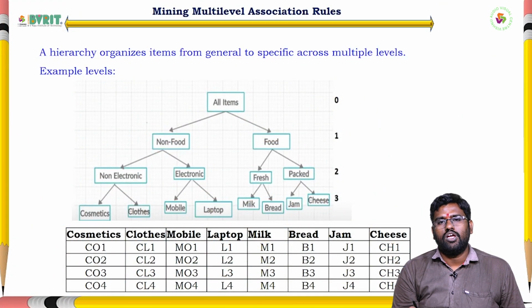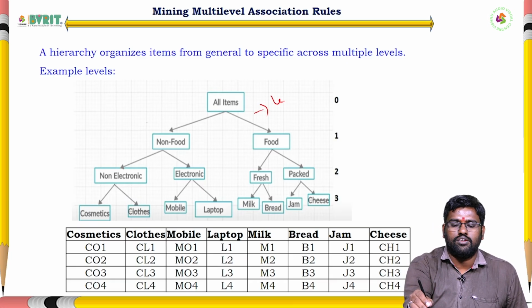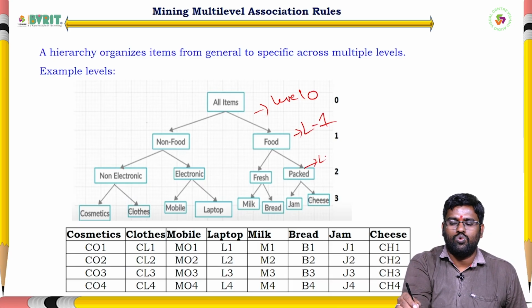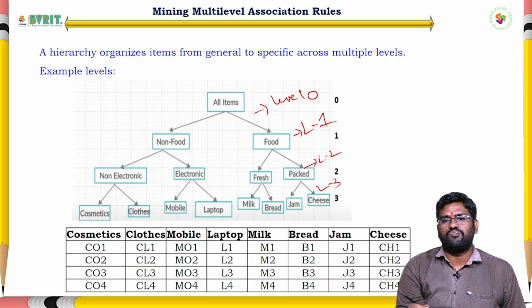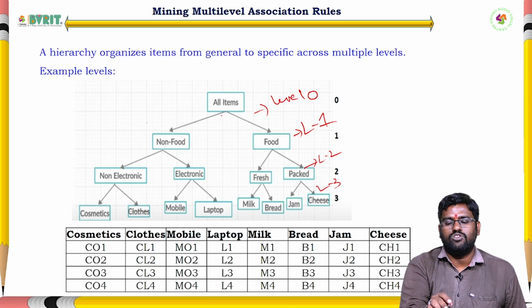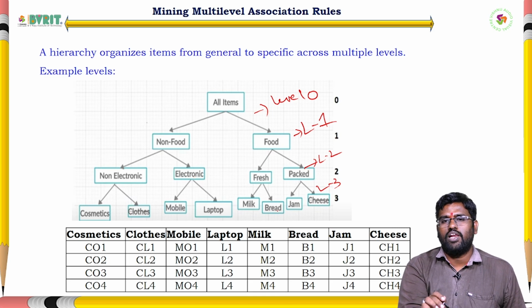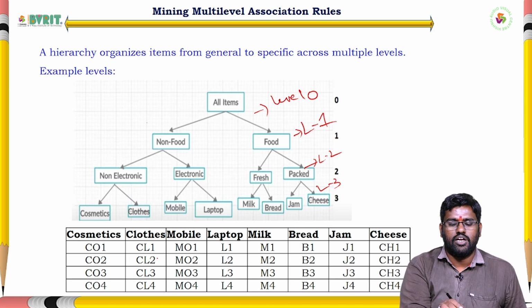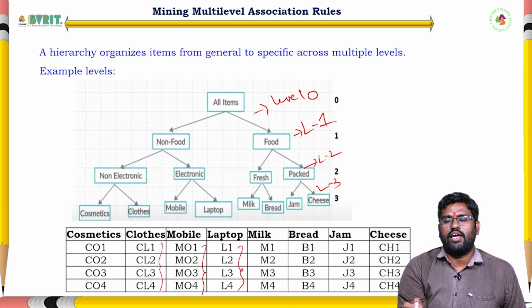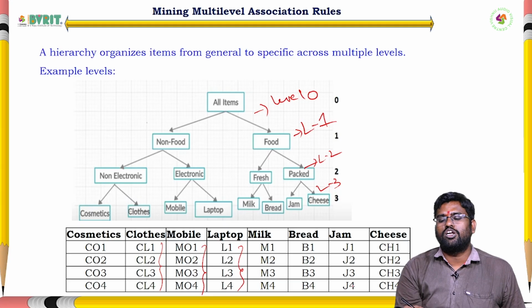Now, the next one: how to mine multi-level association rules. Multi-level association rules means the number of levels present in the hierarchical order. This is level 0, this is level 1, this is level 2, this is level 3, like this. So items will be there at each level: two items at one level, three items at the next. I took clothes, mobiles and laptops like this. In this way, 4 items are present.